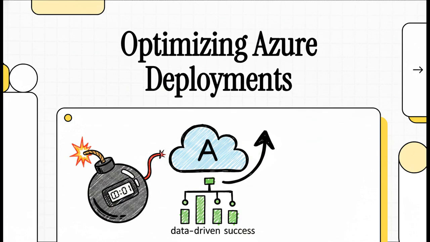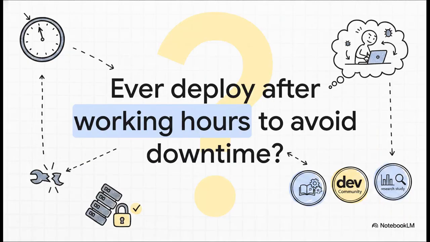Let's get right into it. I mean, have you ever actually had to deploy way after working hours, just hoping to avoid any downtime? Or even worse, maybe you've pushed a deployment through, finally breathed a sigh of relief, only to realize an hour later that there is a critical bug, and suddenly you're frantically trying to perform a rollback while users are actively trying to use the site. It is a crazy stressful reality. But it absolutely doesn't have to be like this.